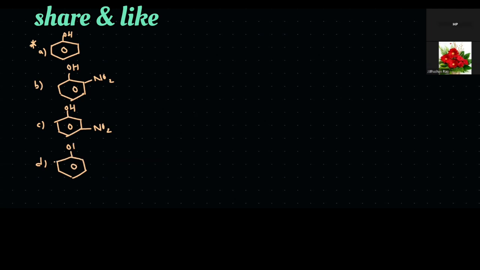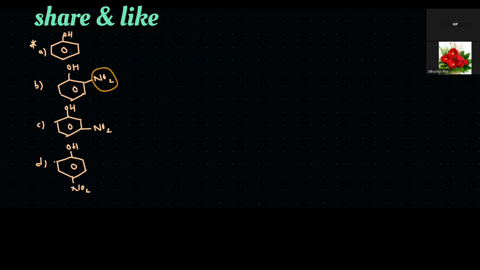Para position, one NO2 group is present. Now, in these four compounds, identify the acidic strength of the compounds. First, simply identifying this, A is a neutral compound. Here one NO2 group is attached at the ortho position.